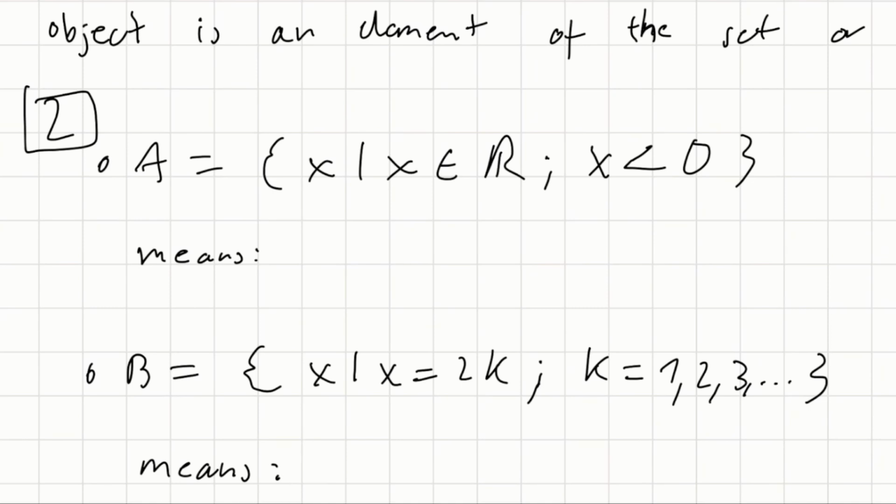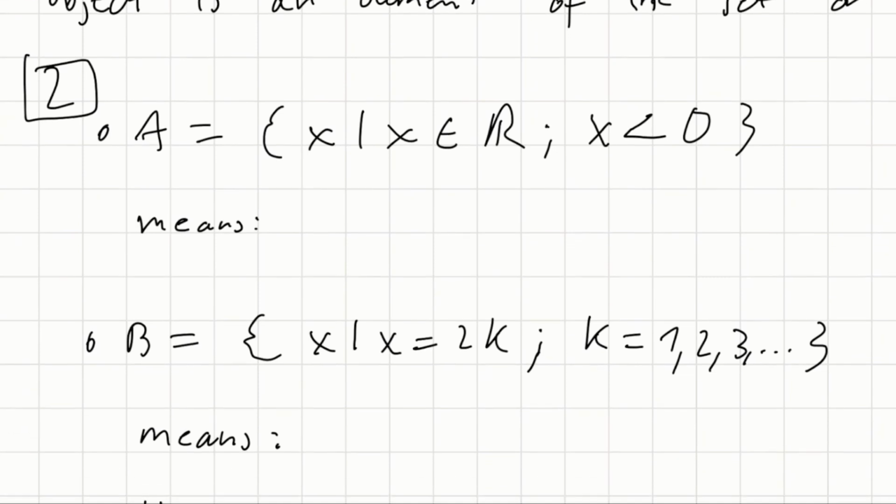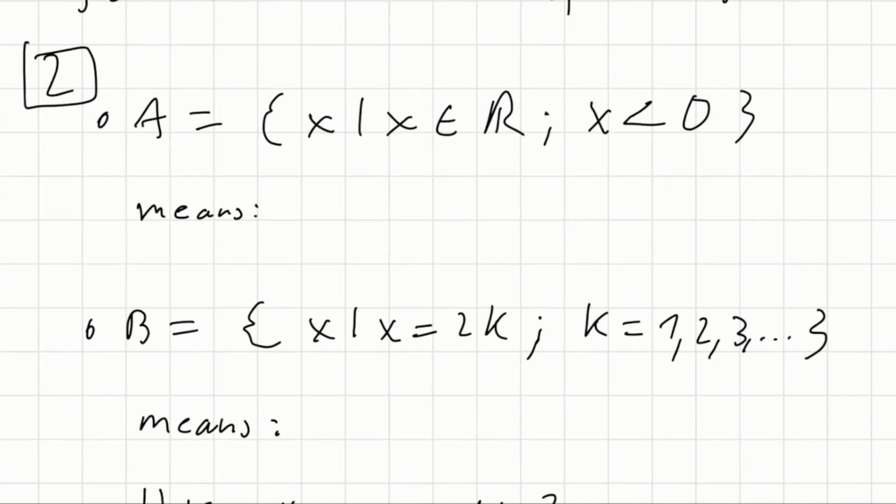So if you have a look, X is equal to 2k, and k is defined by 1, 2, 3, and so on, so all natural numbers. So if we say, for example, 1 times 2 equals 2. 2 times 2 equals 4. 3 times 2 equals 6. So you actually get all even natural numbers.